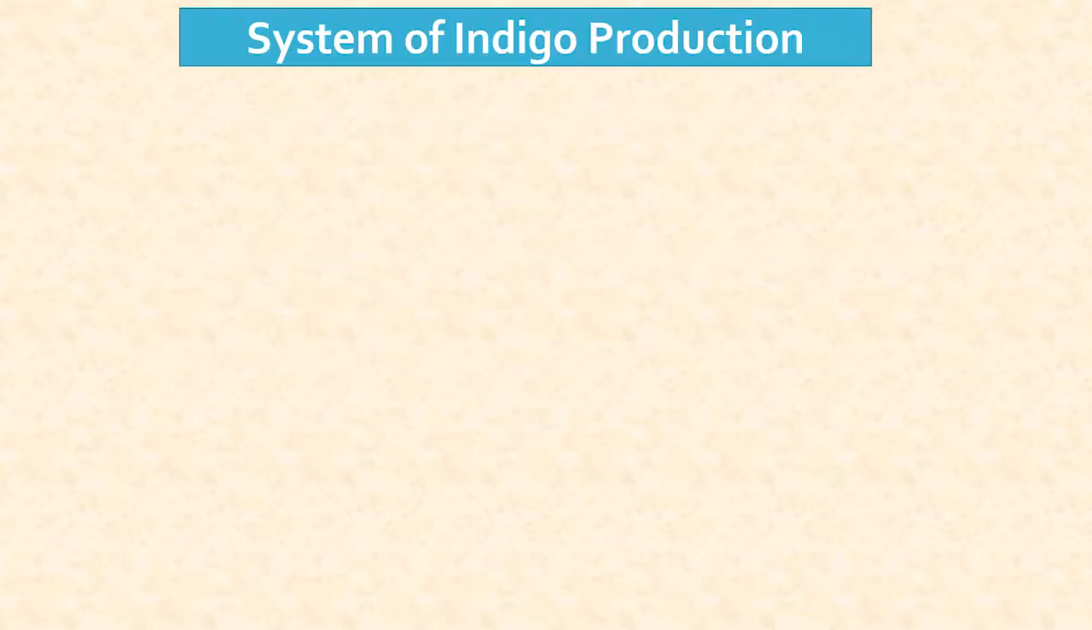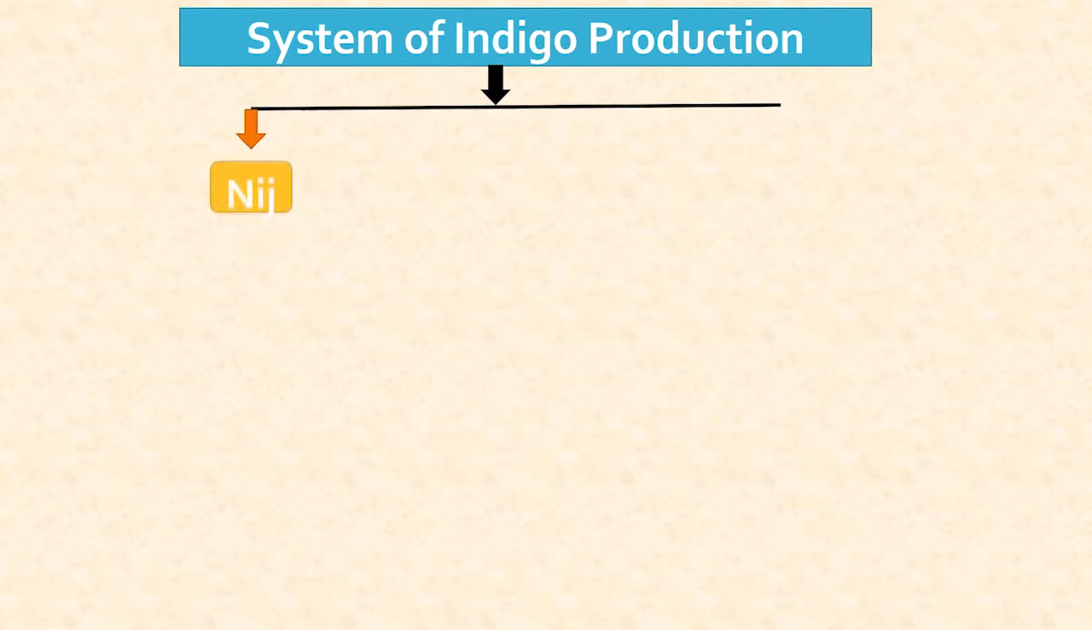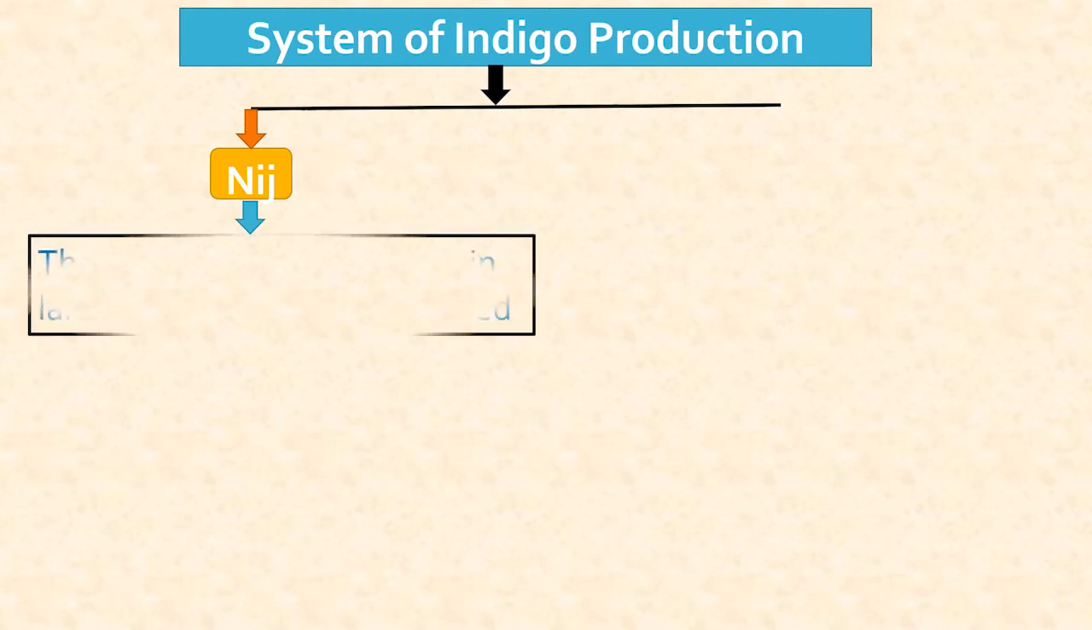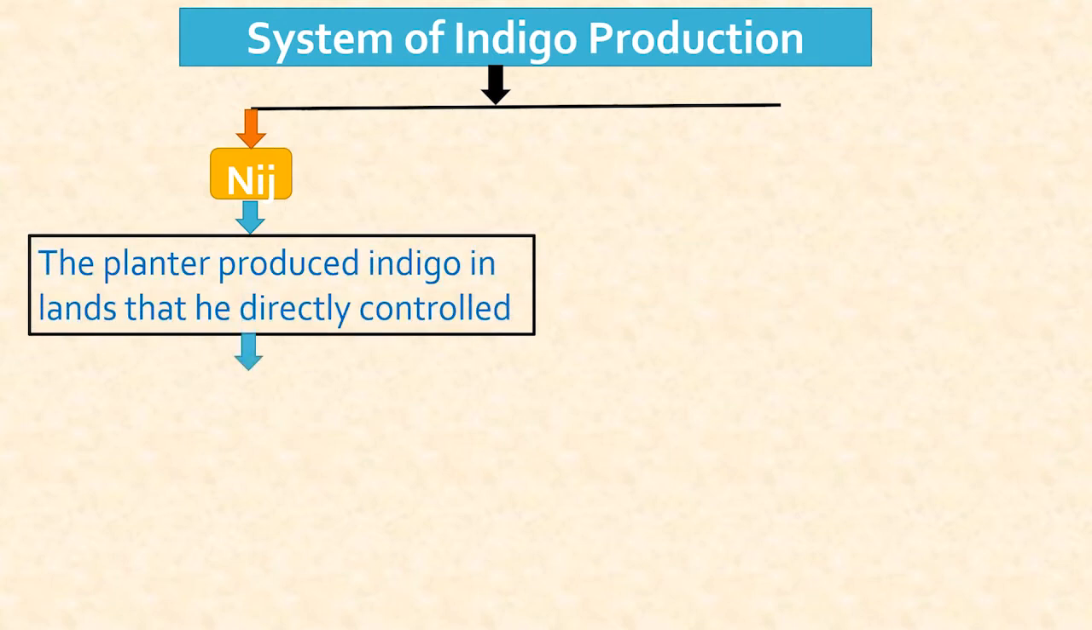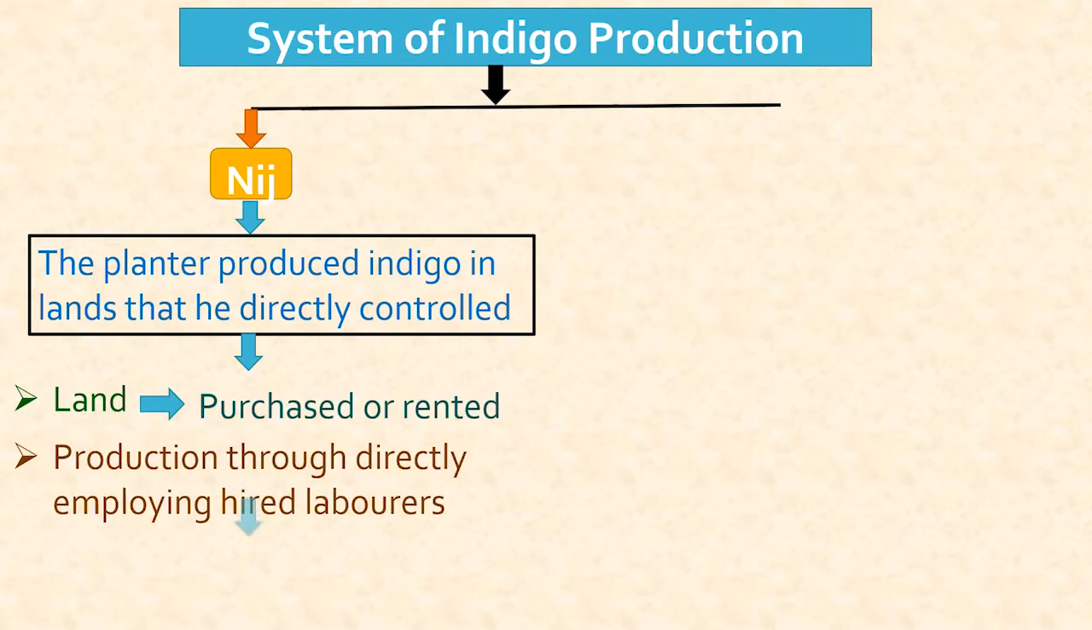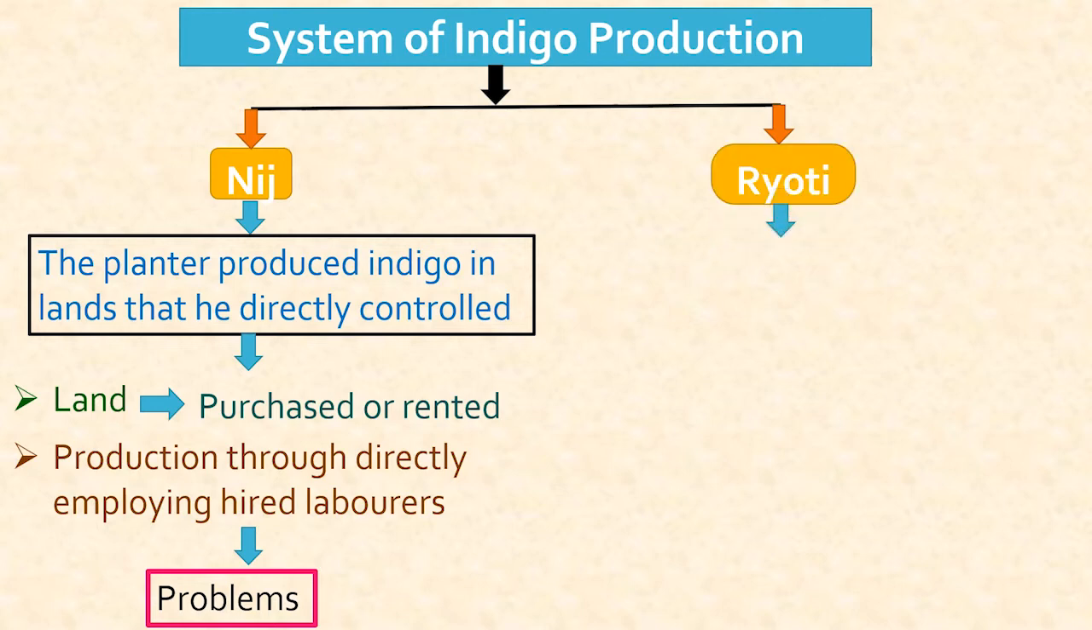System of indigo production. There were two main systems of indigo cultivation, nij and ryot. Within the system of nij cultivation, the planter produced indigo in lands that he directly controlled. He either bought the land or rented it from other zamindars and produced indigo by directly employing hired laborers. But there were a lot of problems. So they went up with ryot cultivation.